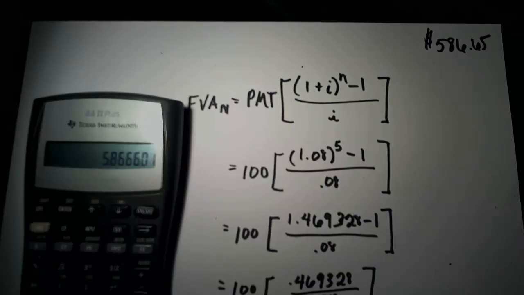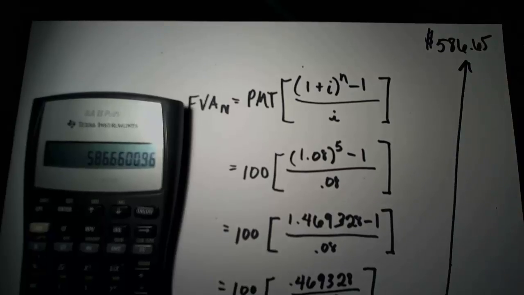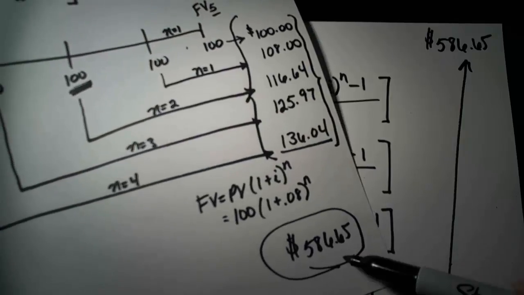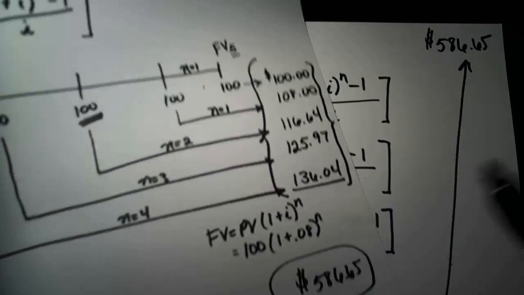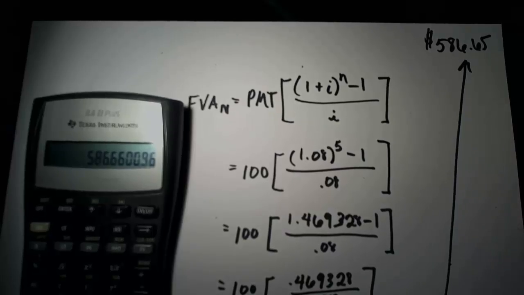That gives us 100 times 5.866601. When we multiply that amount times 100, guess what we get? We get $586.66. And that's what we got when we did it on our timeline. Remember, here's our timeline. When we calculated everything out, we got 586.65. You notice there's a little bit of a penny difference.